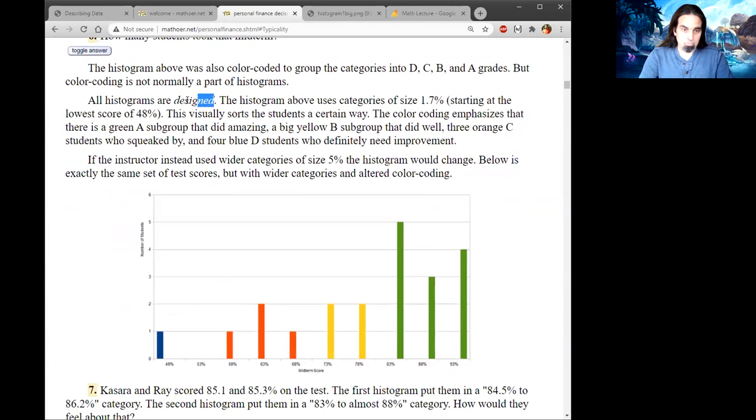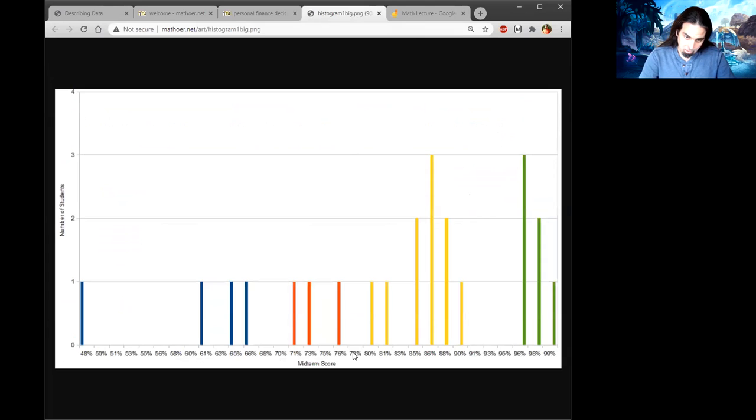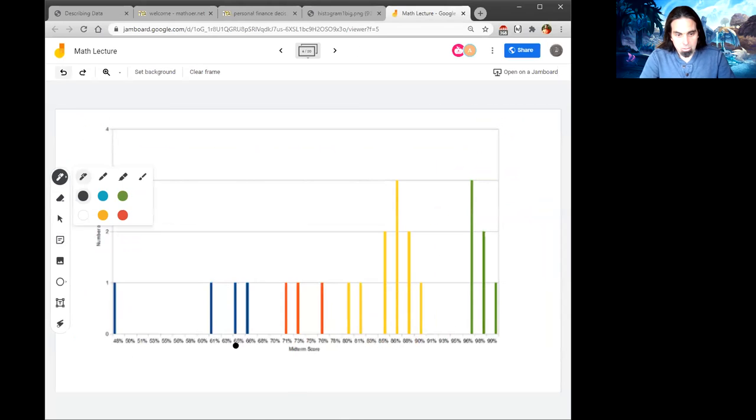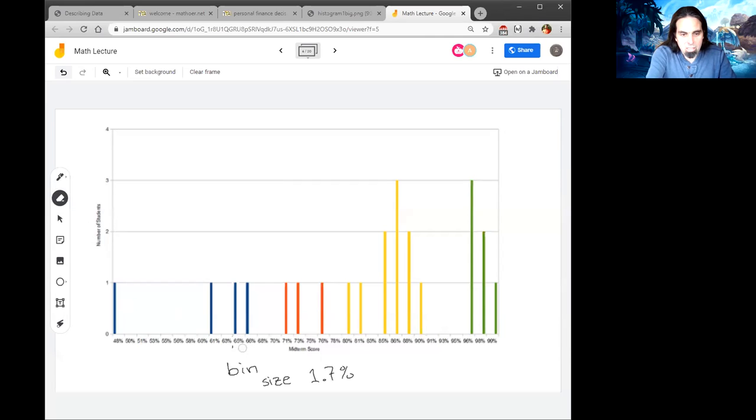Histograms are designed. In the histogram that we looked at first, each of these categories at the bottom was 1.7% big. These are called bins, so I'm going to label that. Each of these is one bin. And you can see why they're called bins. It's sort of like we are playing some sort of beanbag game and we're throwing everything into the right bin that it fits in, right? Which score goes in which spot.